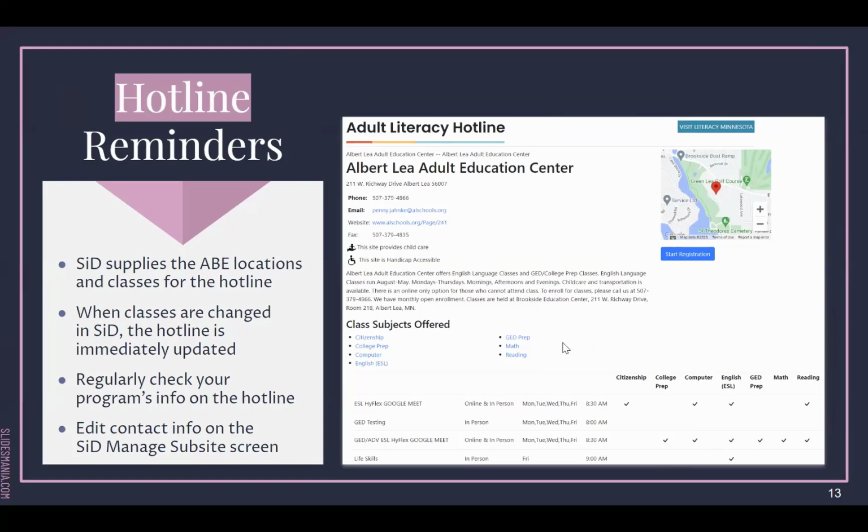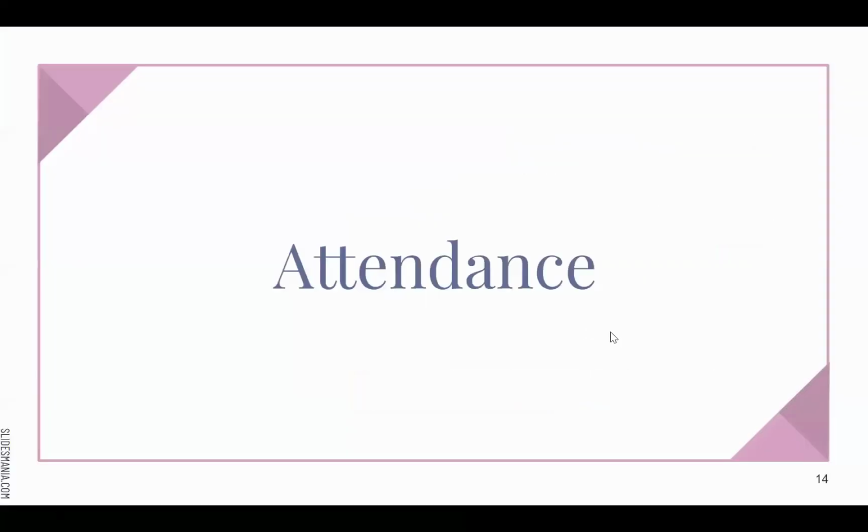And so we suggest you do regularly check your hotline, maybe quarterly or every term or something, to make sure things are appearing as you think they should, to make sure that nothing's missing, like an accidentally hidden subsite, and to make sure the ones that do appear should. We recommend doing that, as I said, periodically. Okay, let's talk about attendance.